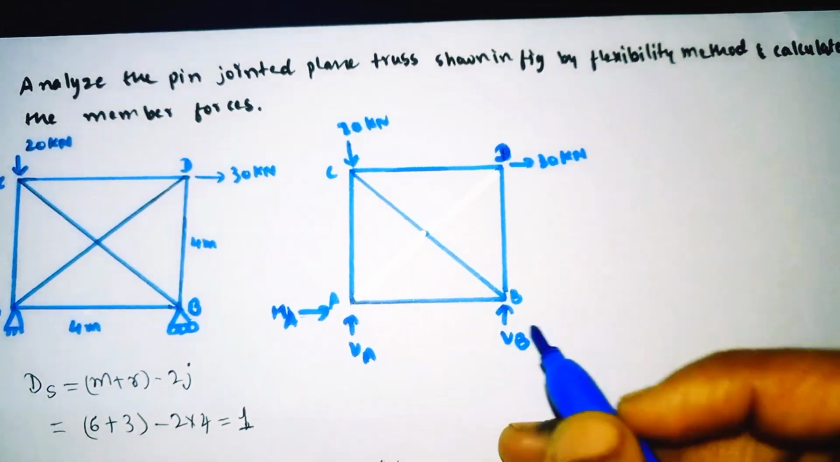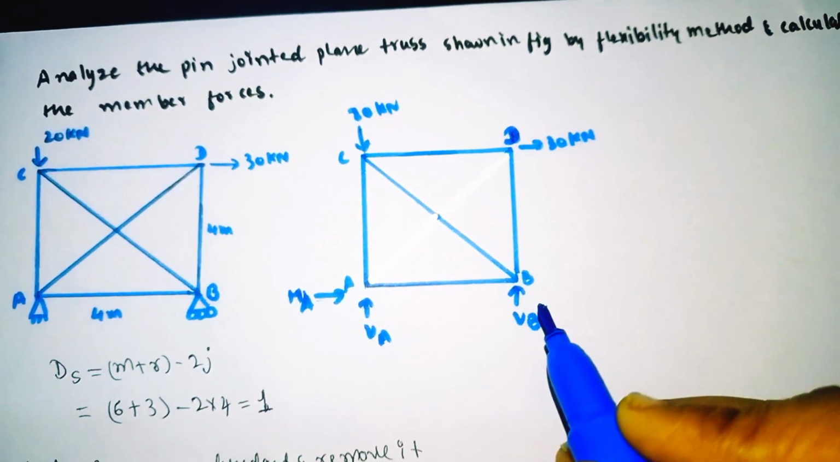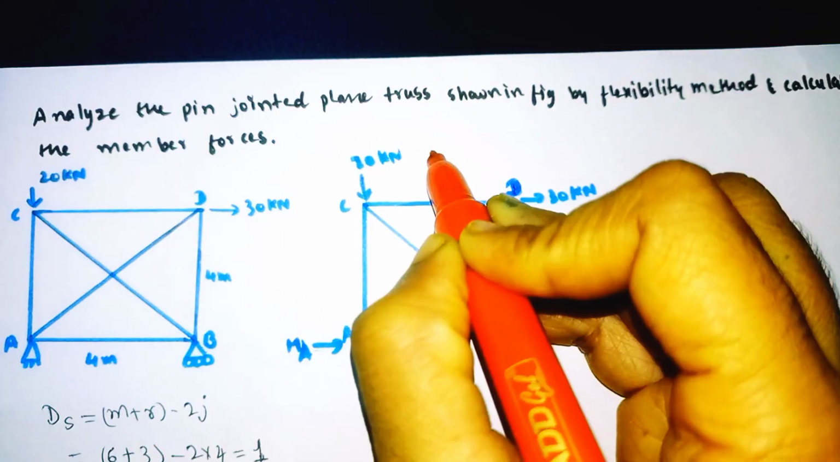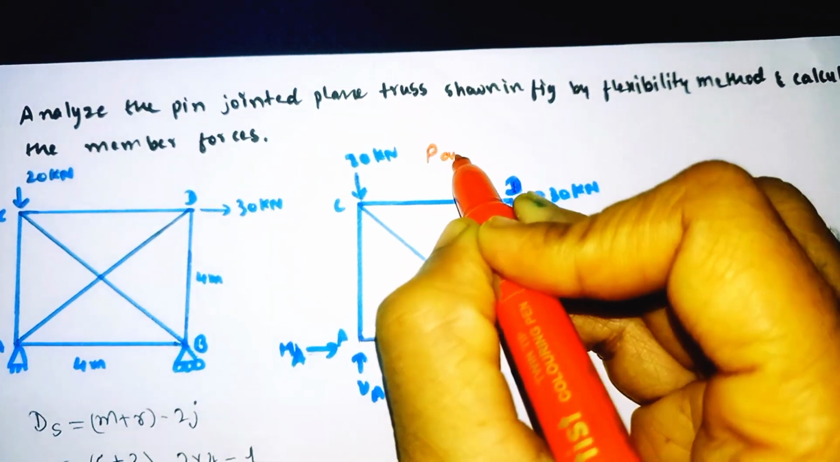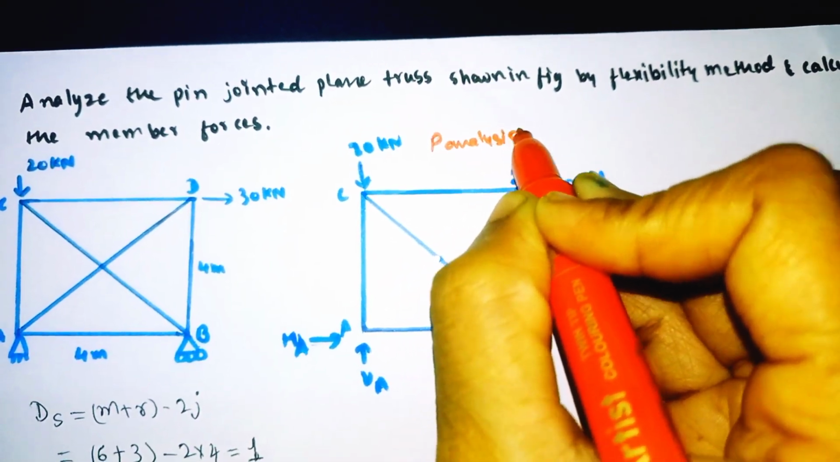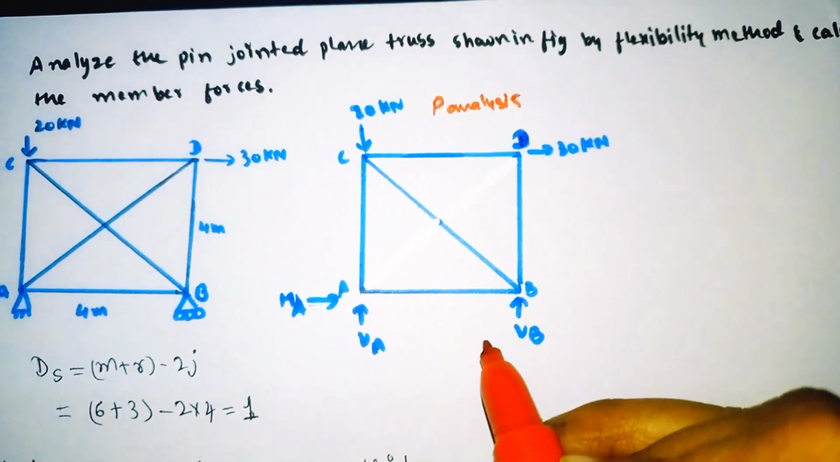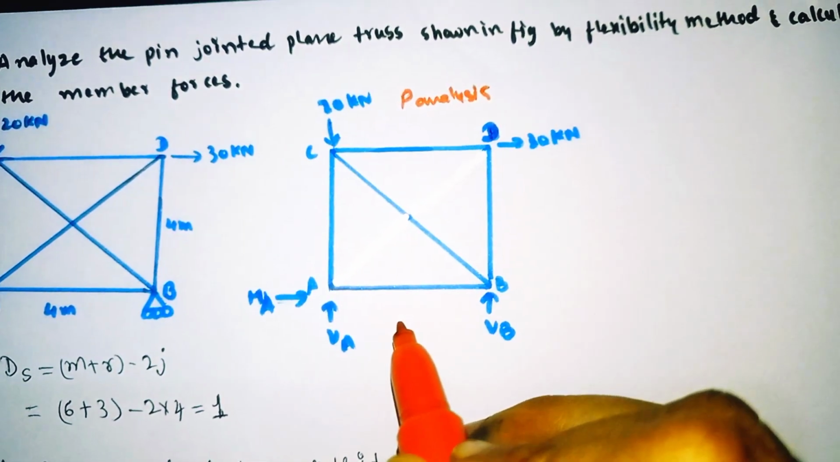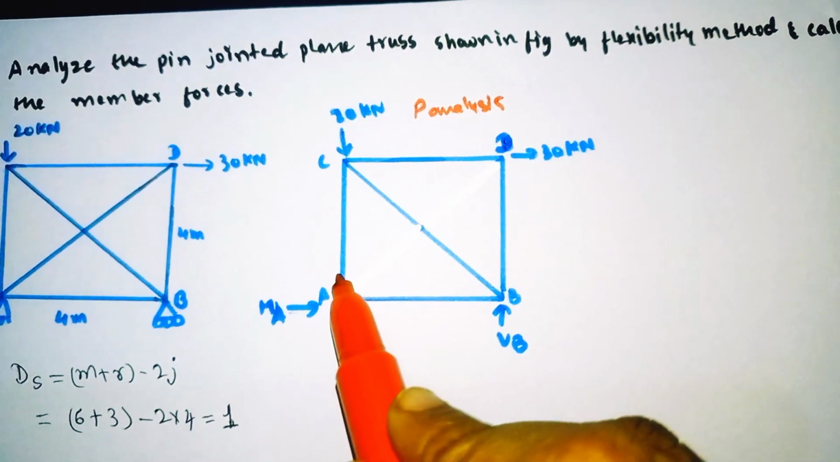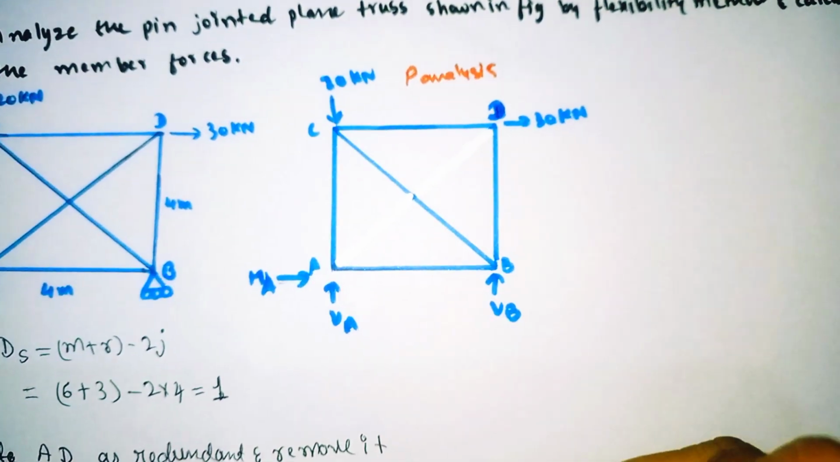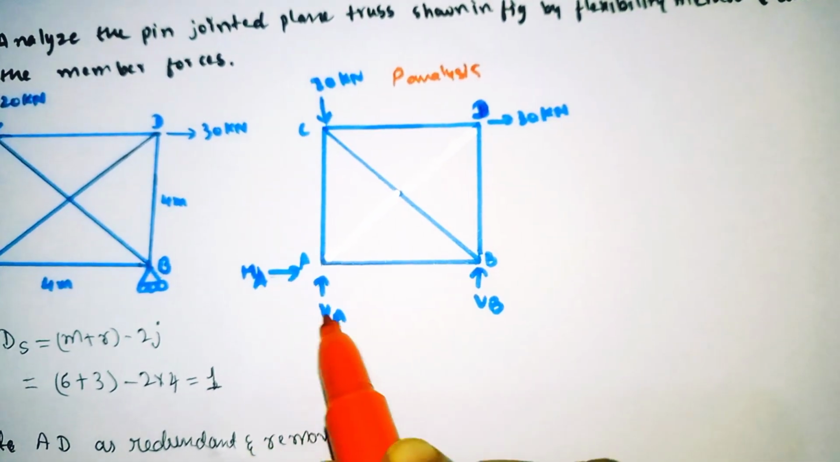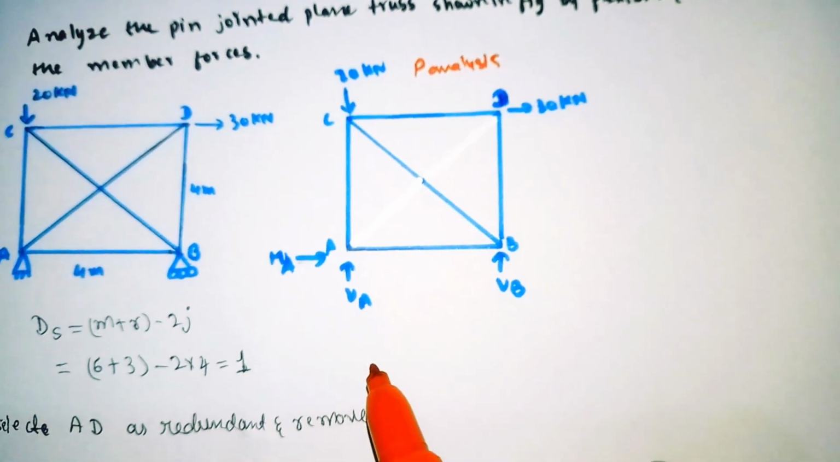This diagram is called the P analysis, so I will write it here. It is called P analysis, where we need to find the reactions, and after finding the reactions, according to the method of joints, we need to find the forces in each member. I will show you step by step. First we will find out the reactions.